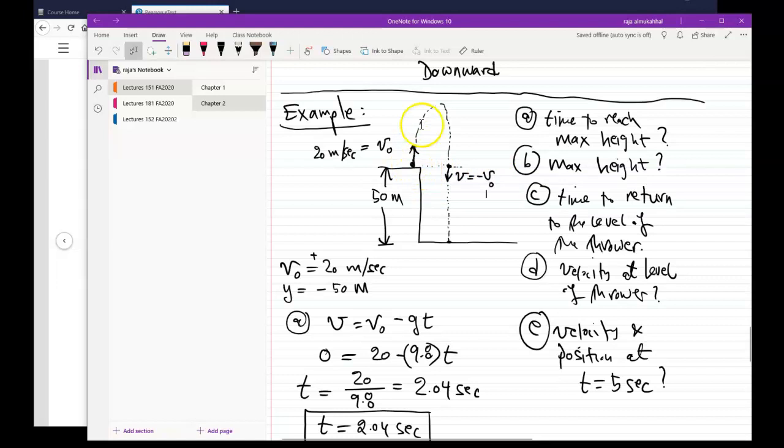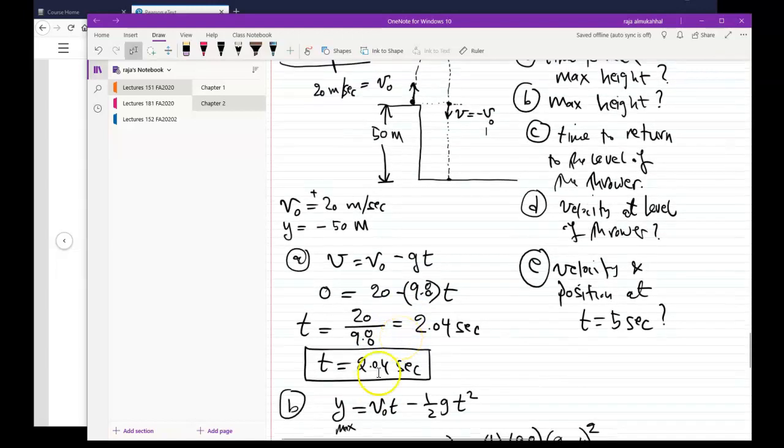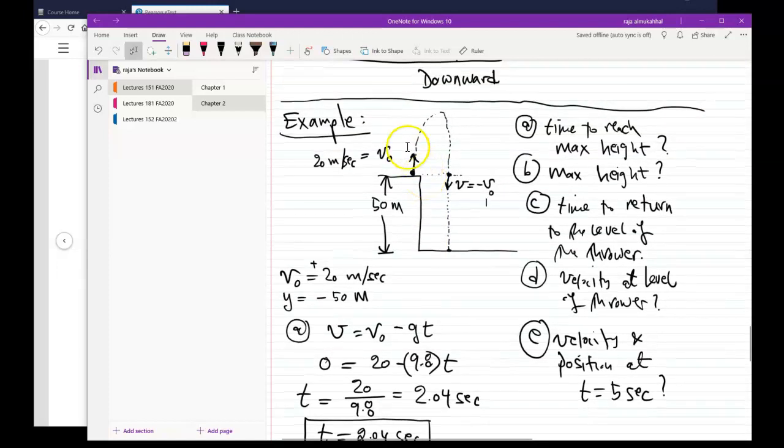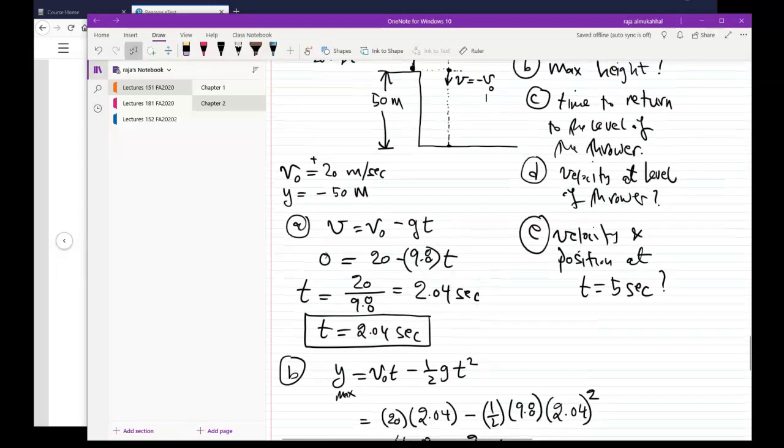Now I want to know the total time. One way to do it is to just double the time, because I calculated the time it takes to go from here to the summit, which is 2.04 right there. By symmetry, it's going to be double the time, and it makes sense. So I can predict the answer, just double this number, 4.08, and you're done with the problem. But let's prove it. Okay, let's prove that.